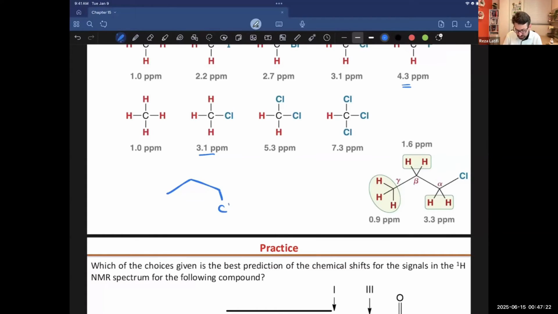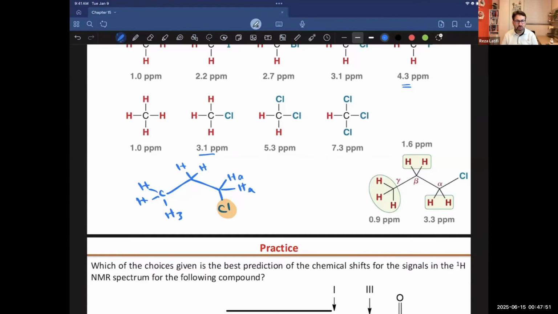Here we have chlorine, and then of course 2 hydrogens here, and the last one has 3 hydrogen atoms. Okay, I'm going to highlight the chlorine. Chlorine is here. The closest hydrogens to the most electronegative element are these 2. I'm going to call them A, and so we should have the highest chemical shift for HA.